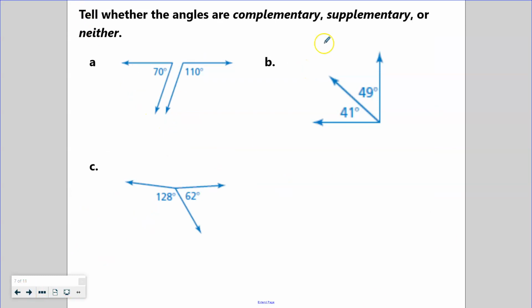All right, so tell whether the angles are complementary, supplementary, or neither. Again, remember complementary is 90. And how I remember the 2 different ones, I'll show you a little trick. See the C right here? Draw a little line down. What do you notice right there? Well, that forms a 90, right?